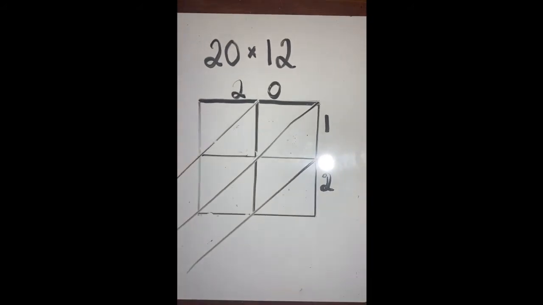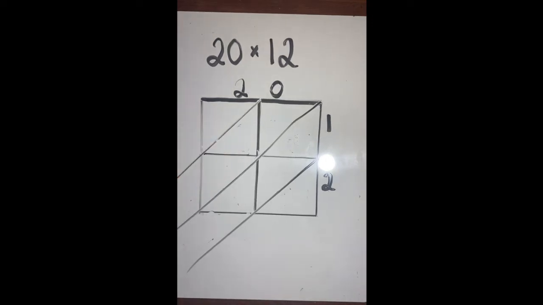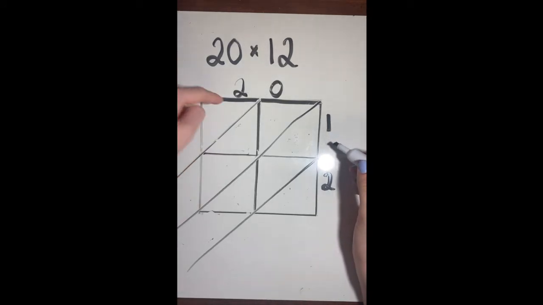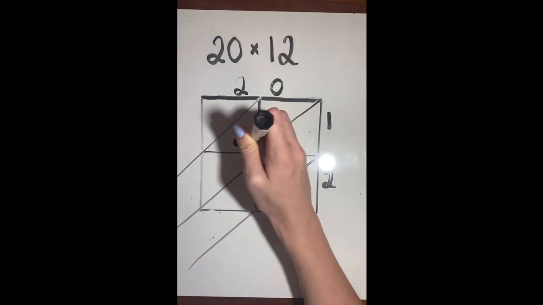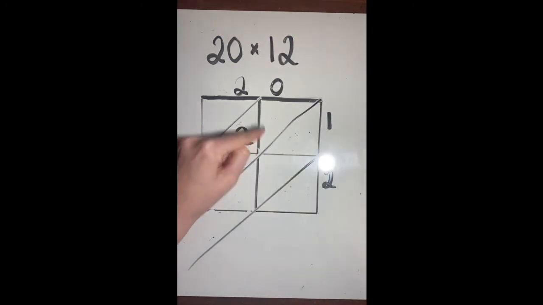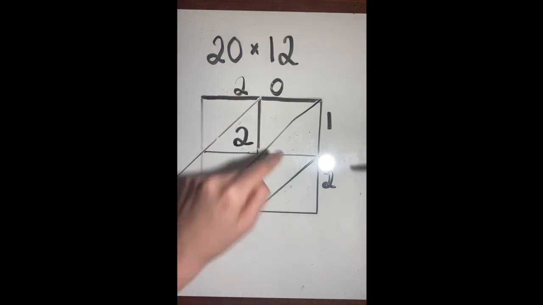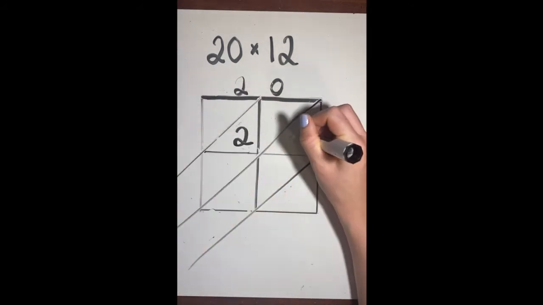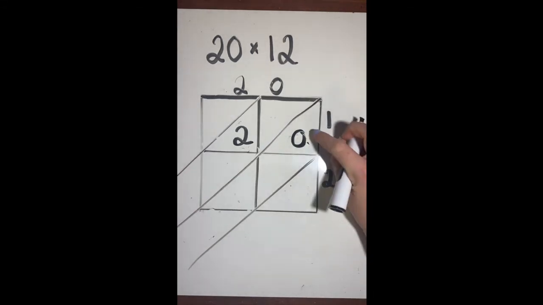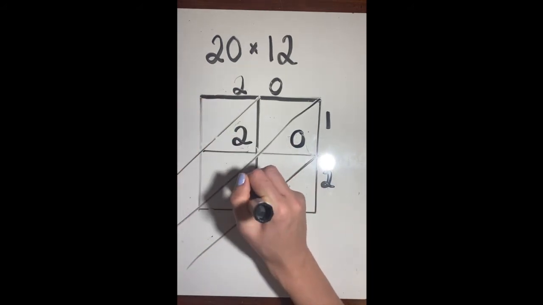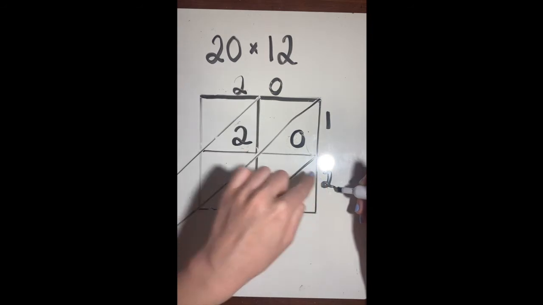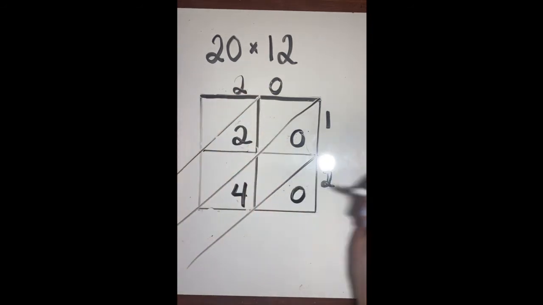Now that we've broken up our box into the tens and ones places, we're going to start multiplying our factors. First step is to multiply the tens from my 20 and the tens from my 12. So 2 times 1, that gives me 2. I'm going to write that in the ones triangle of this smaller box. Now we do 0 times 1 is 0, again in the ones box. We do 2 times 2 is 4. And the last one we have 0 times 2, and that will give us 0.